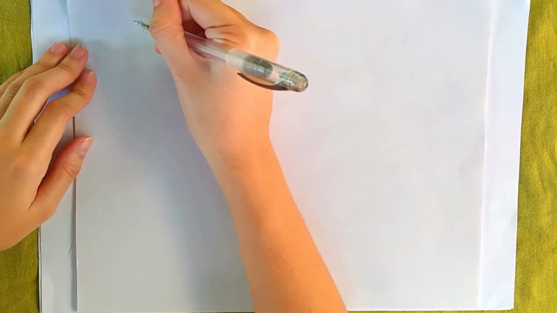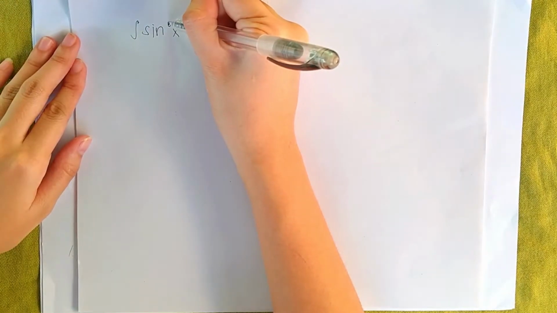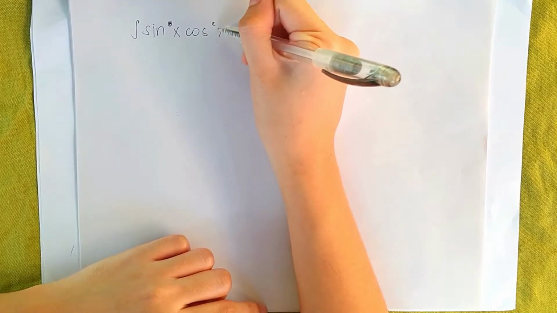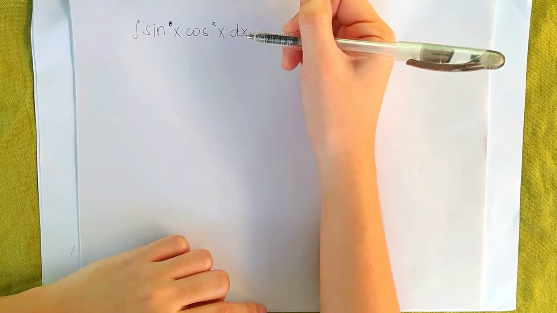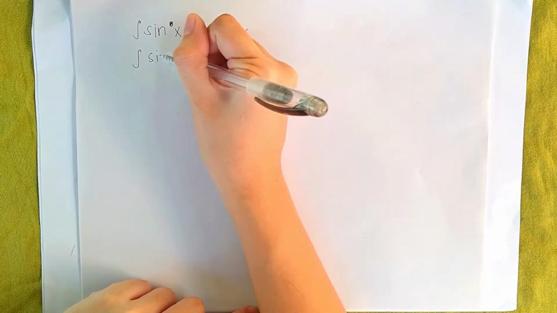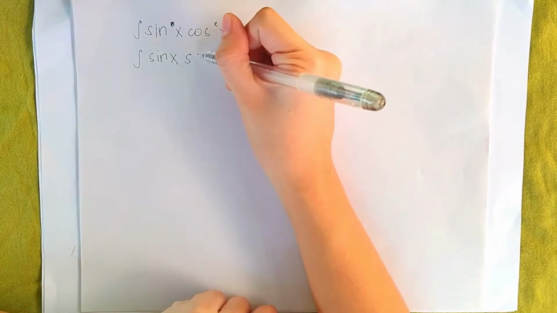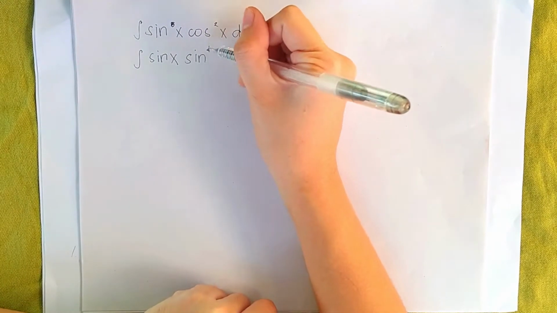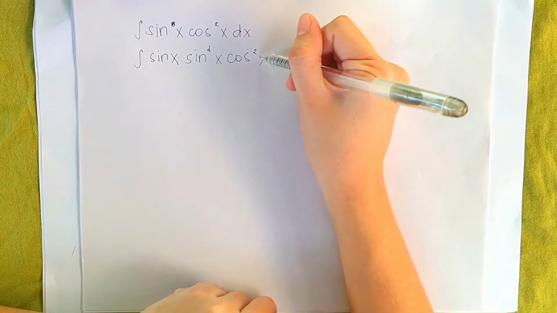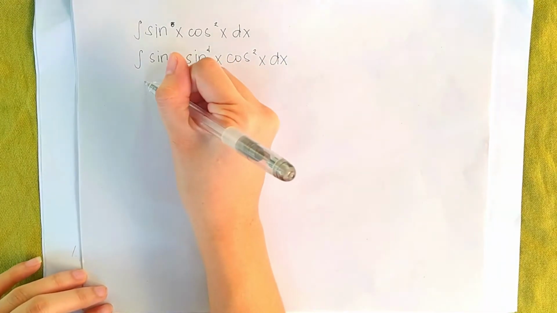So let's try another one. What is the antiderivative of sine raised to 5x cosine squared x dx? So let's separate the exponent of sine. So this will be sine x times sine raised to 4x cosine squared x dx. Now let's separate again the 4th power.